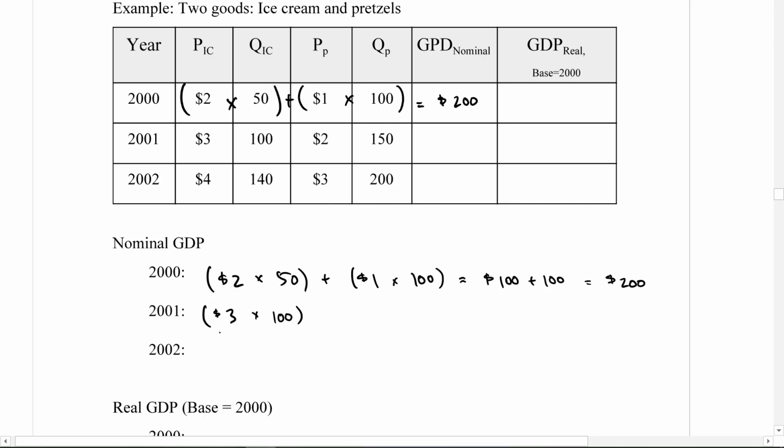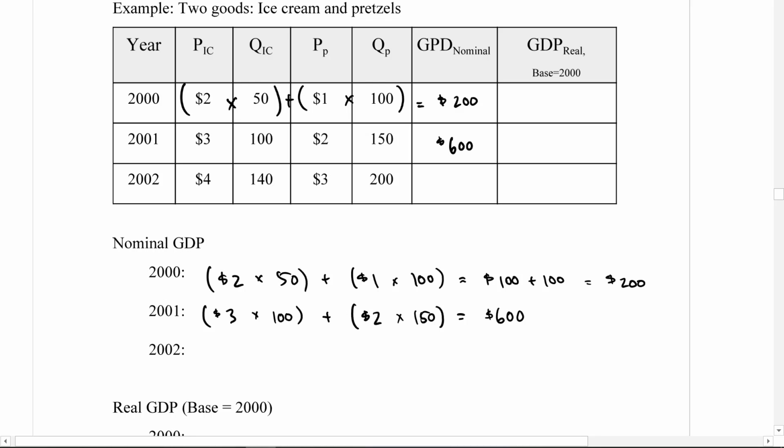For 2001, we use 2001 prices. The price is $2 for a pretzel in 2001. And we're buying 150. Okay, that's going to come out to 300 plus 300 for 600. Okay, and I'll leave 2002 for you to do.